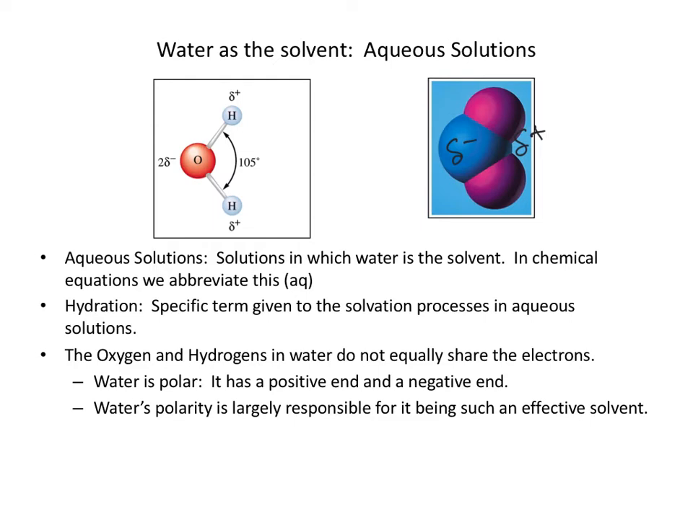And so particularly when ionic compounds are involved, what allows them to mix with the water is the fact that we have this separation of charge. When we have this unequal sharing of electrons and a buildup of negative charge on one side and positive charge on the other, we say that that molecule is polar. And so water is an example of a polar molecule, and it's this polarity that is largely responsible for water being such an effective solvent, particularly for ionic compounds.